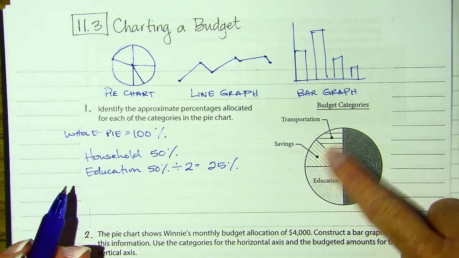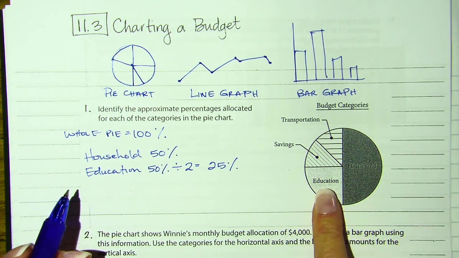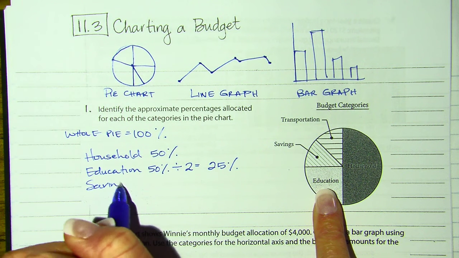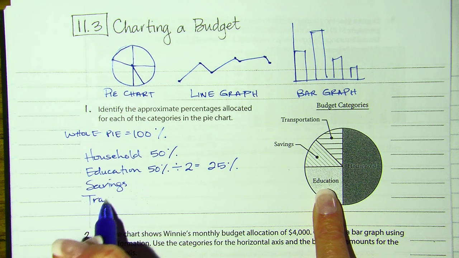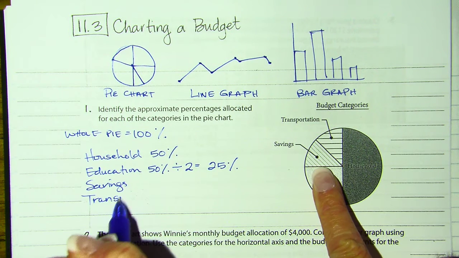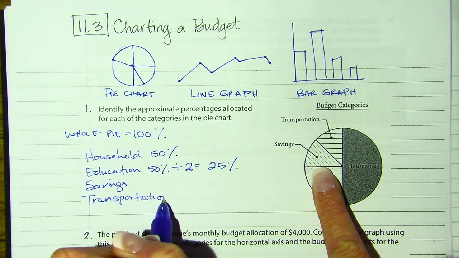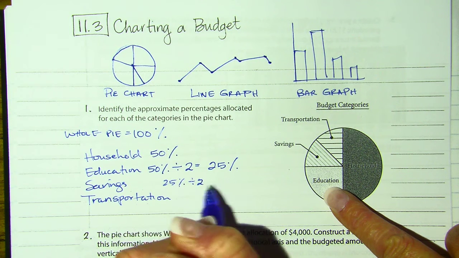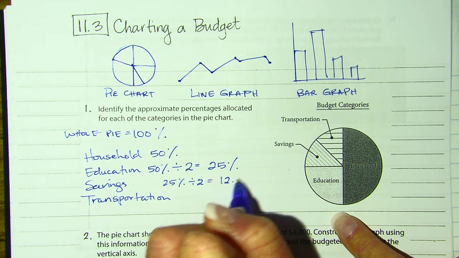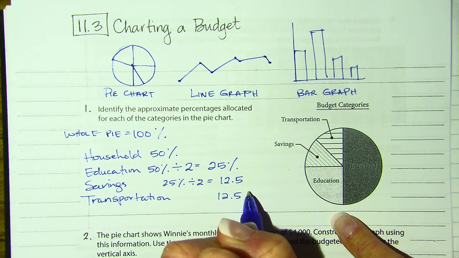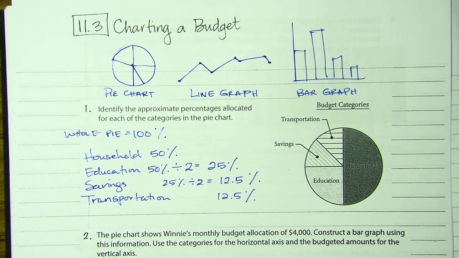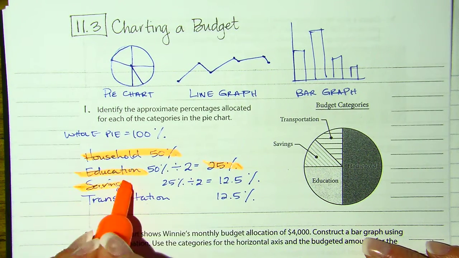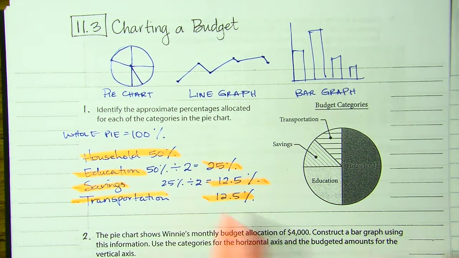Savings and transportation are half of what education is. So savings and transportation look equal. And it looks like 25% divided by 2. So each of these equals 12.5. So my final, I have household at 50, education at 25, savings at 12.5, and transportation at 12.5.